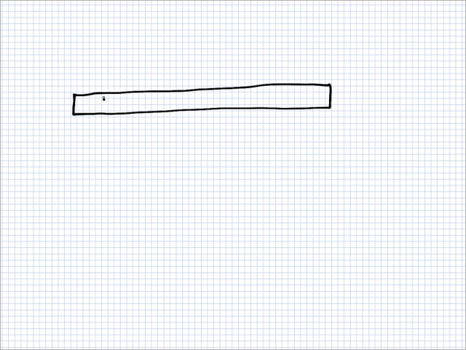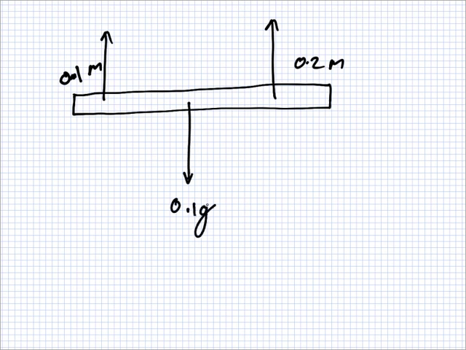You have your string here, and your string here. And this is 0.1 meters. And this is 0.2 meters. Now, we have our weight here as well, that's 0.1 G. In the last part of the story, I tell you that 50 grams, you move it somewhere.